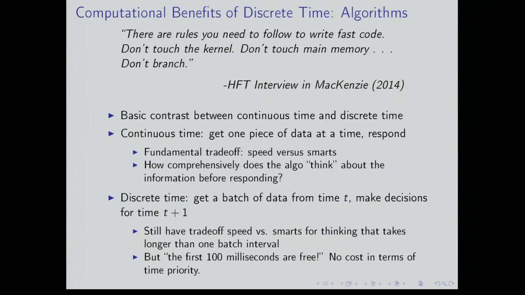And algorithms have to optimize over the decision of how much to think about a piece of data before responding. In discrete time, you get a batch of data at time t and make decisions for time t plus 1. There's still a trade-off between speed and smarts, but if the batch interval is 100 milliseconds, in a sense, the first 100 milliseconds of thinking are free. They don't have a cost in terms of time priority.